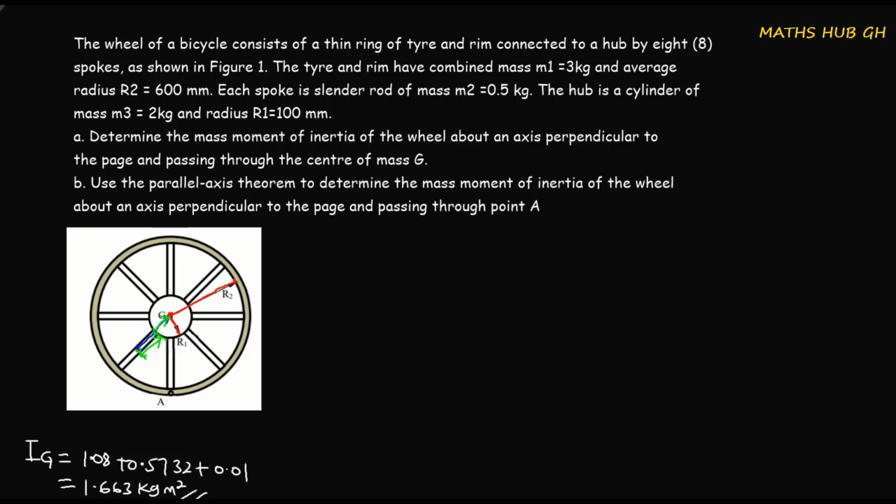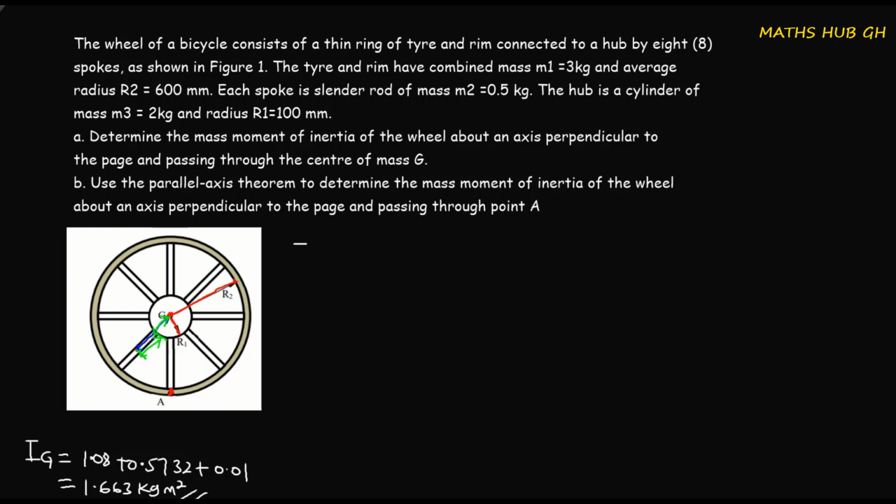Now let's look at how we are going to solve part B. It says we should use the parallel axis theorem to determine the mass moment of inertia of the wheel about an axis perpendicular to the page and passing through point A. So this is the point A that we have here. You see that this point A is at a certain distance from the center of mass, and that distance will be equal to R2. So you are going to use the parallel axis theorem to solve this part of the question.